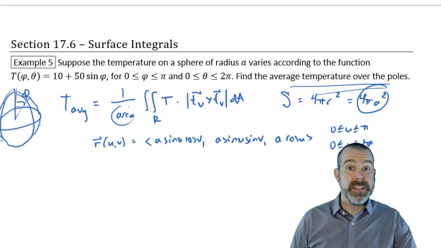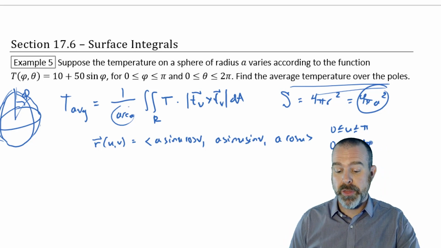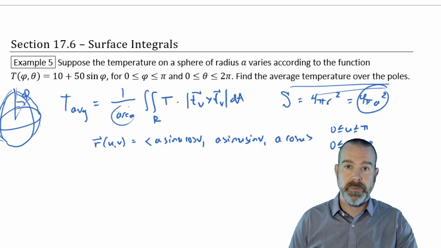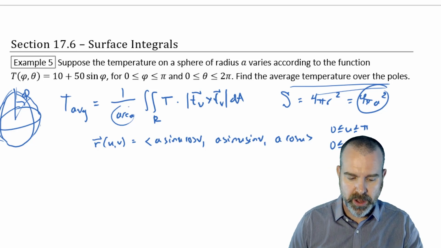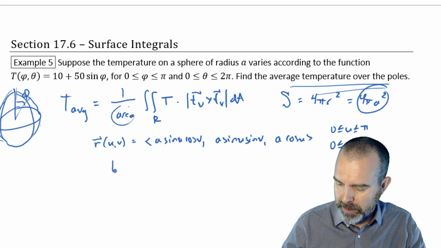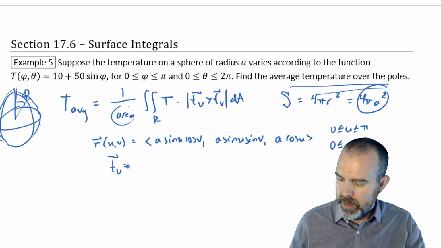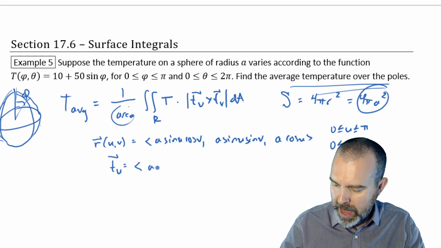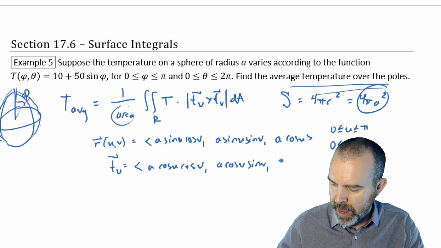So let's go try this process. I think we're going to try to do this one all the way through. We'll do our best to see if we can simplify this one. It's a little bit simpler. The torus is actually harder. All right, tangent in the u direction. That'll be A cosine u cosine v, A cosine u sine v, and then negative A sine u.